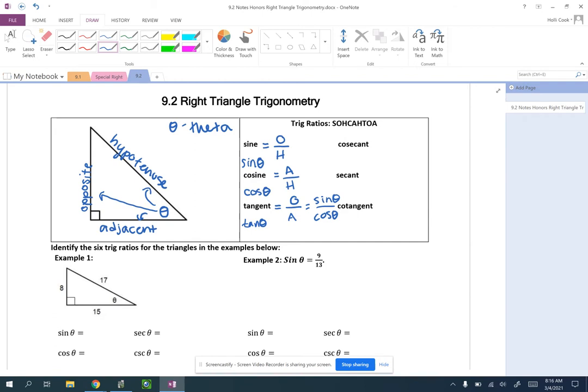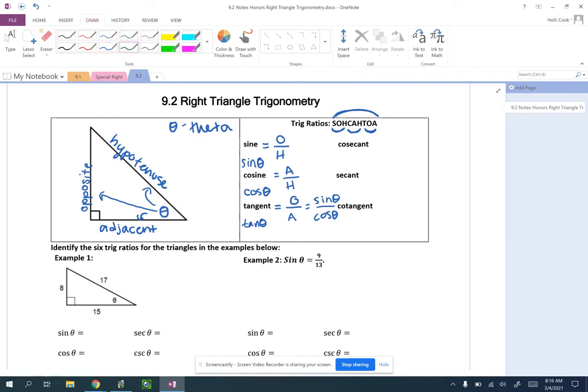Now, one way to remember this is up here, it's called SOHCAHTOA. Okay, so these letters all stand for something in these equations. SOH is sine, opposite, hypotenuse. CAH, cosine, adjacent, hypotenuse. And TOA, tangent, opposite, adjacent. Okay, so that's one way to remember these three.